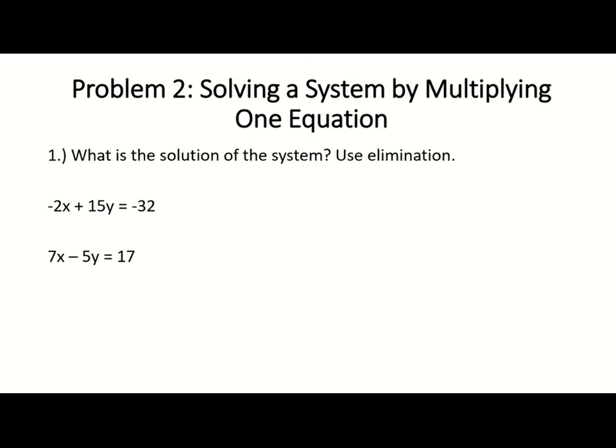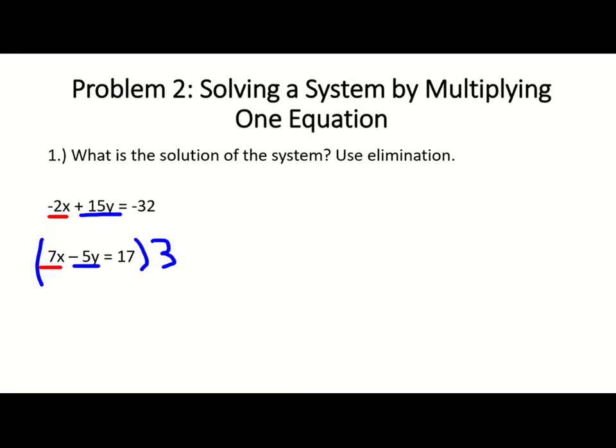So what I'm going to have to do is multiply one of the equations to create an equation that will cancel. If I look at my x's, negative 2 and 7, there's not a direct way for me to get from negative 2 to 7 by multiplying. However, for my y values, 15 and negative 5, I can make negative 5 become negative 15 if I multiply the entire equation by 3. So I'm going to need to multiply the entire bottom equation by 3.